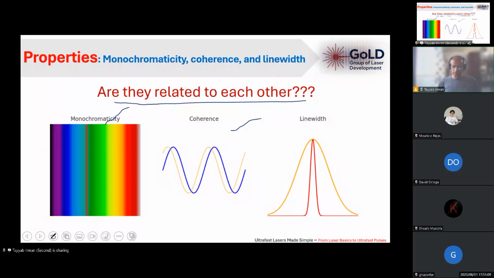Okay. So what I was saying, these things are related very much. First thing, if the light is monochromatic, one thing you need to observe is the spectrum. If the light is monochromatic, the spectrum should not be wide. So it will be like if you see this red portion.